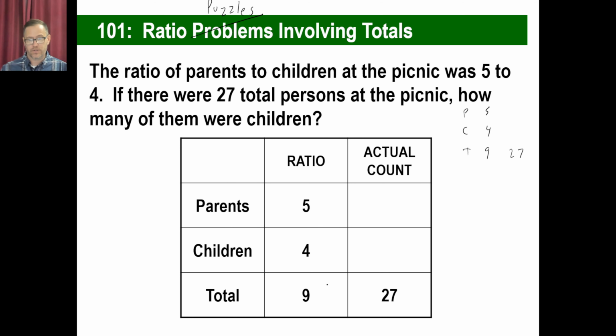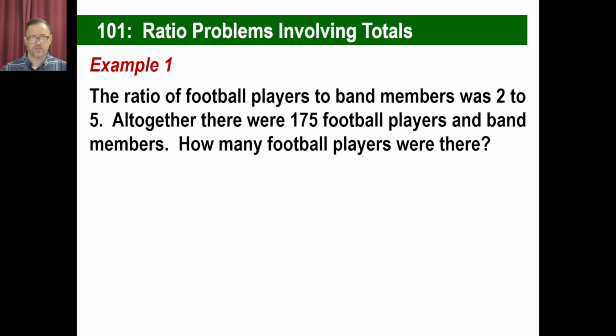You're going to do that for every single one of these that are blank. So 5 times 3 is 15. 4 times 3 is 12. And you have 15 parents and 12 children. Add those together, there's your 27. Piece of cake. We'll do more of these this year and next year in pre-algebra. So, okay, let's try another one.